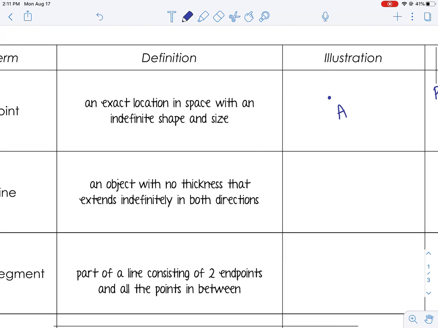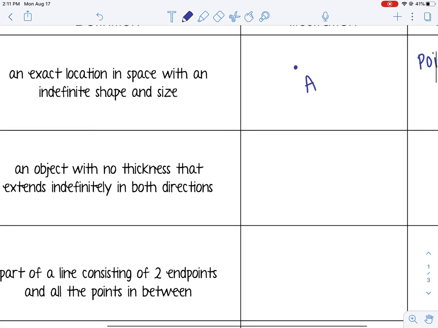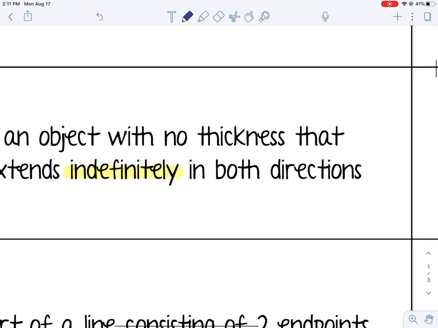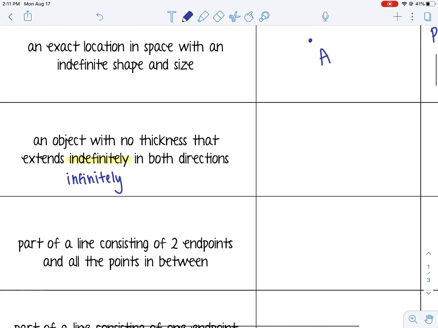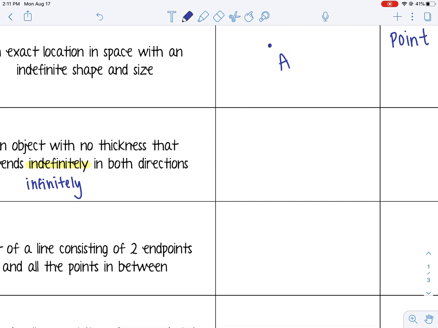Lines, you already know about lines as well. They're objects that have no thickness and they extend indefinitely in both directions. Now that word indefinitely might seem scary. That just means infinitely. And maybe you're thinking infinitely seems just as scary, but all that means is that if it's going infinitely in both directions, I'm going to use arrows. So this right here, that's not a line. This with arrows makes it a line.